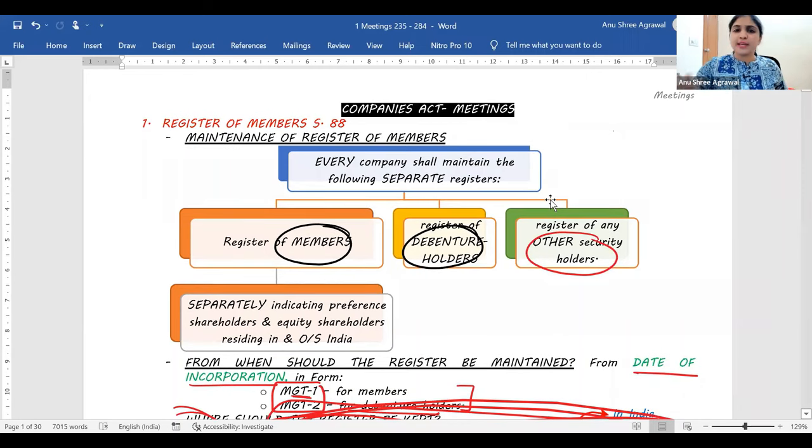All right, come on, let's quickly revise the first three concepts. Some students have joined a little late. Let's quickly revise the first three concepts and then we'll go to the rest of the concepts.